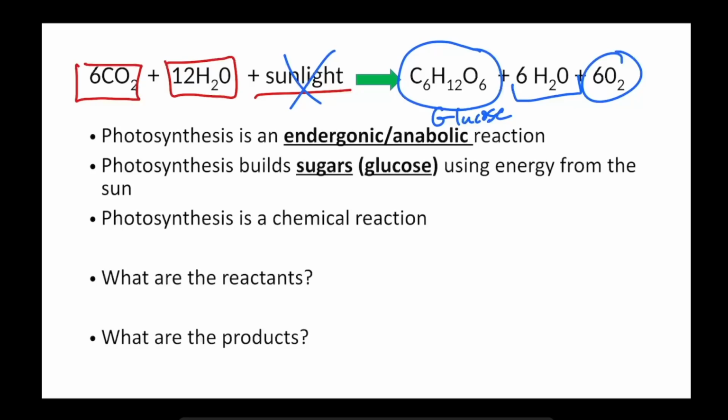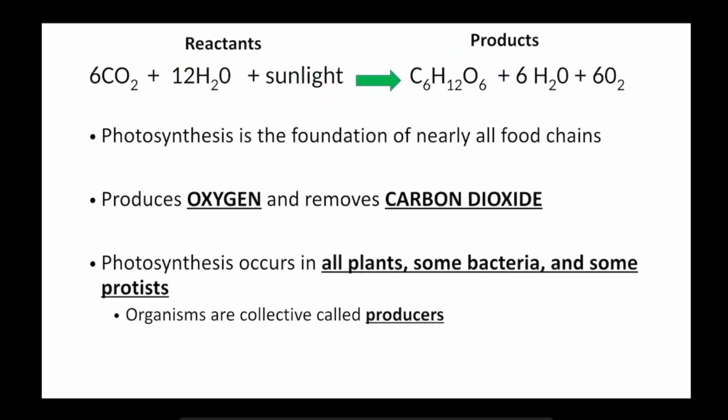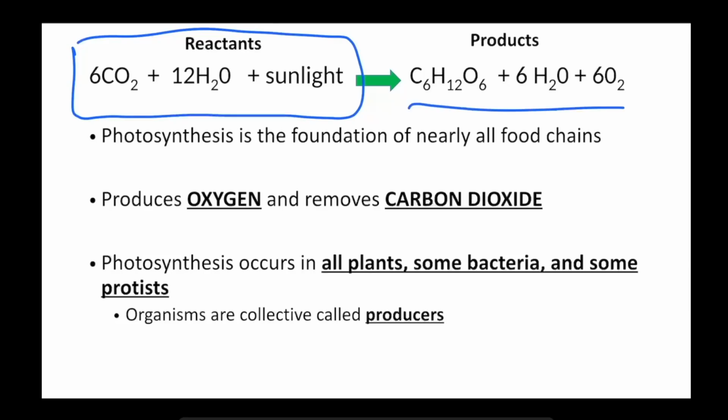We say photosynthesis is endergonic because it's absorbing all of that heat, and it's using that energy to anabolize or build up large sugar molecules. So it's going to build sugars. You do need to know what the reactants versus the products are for the process of photosynthesis.